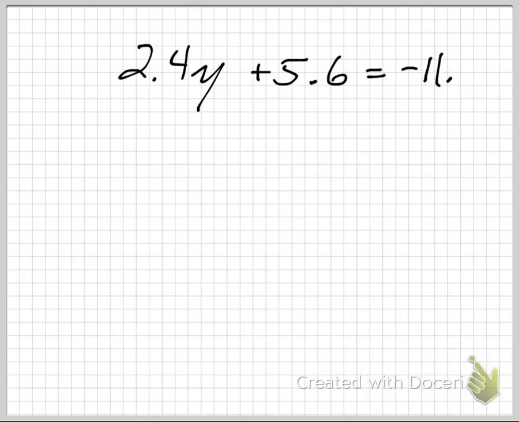One last one I'm going to give you, and this is where, if you want to use a calculator, I don't really care. But you do need to, you have to know how to set up the problem. Let's do a good one here. What about 2.4y plus 5.6 equals negative 11.2.